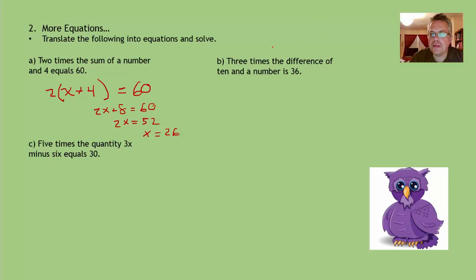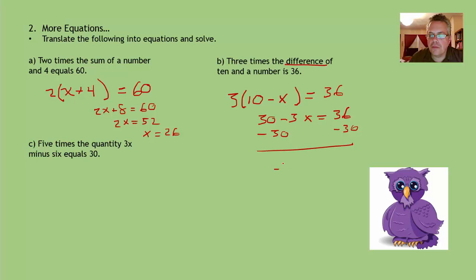Next, 3 times the difference of 10 and a number. When it says the word difference, we do it in the order it's given. So the difference of 10 and a number is 10 minus x. Difference is subtraction. And we want 3 times that. So this is another case where we need parentheses. 3 times the difference of 10 and x is 36, meaning equals 36. So let's solve this really quickly. 30 minus 3x equals 36. I'm going to subtract 30, and I'm going to be careful here. I get negative 3x equals 6. And when I divide both sides by negative 3, x equals negative 2.